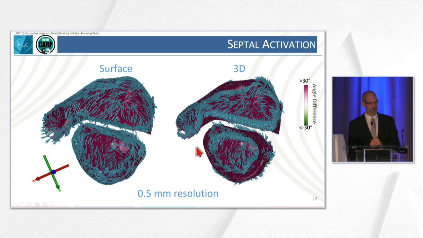And if we look in detail, especially on the septum here, you see activity crosses the septum from the LV to the RV. The conduction is pointed that way, and it's all on the inside. But here, when we do the 2D, you see it's wrong because it's constrained to the surface.